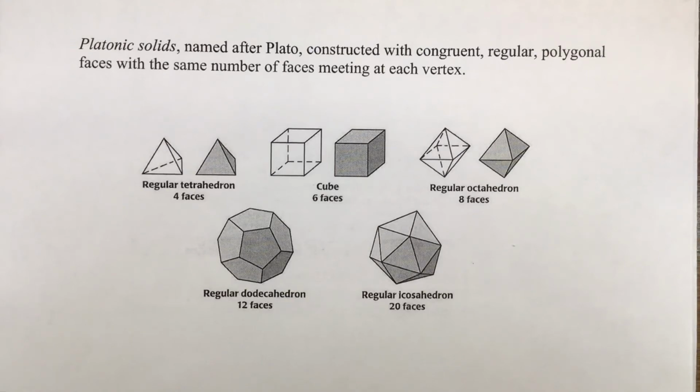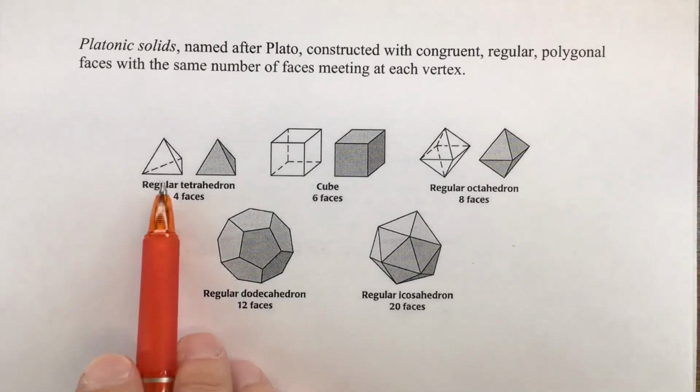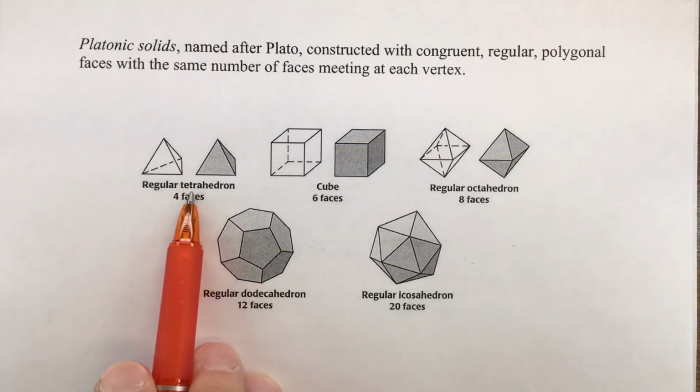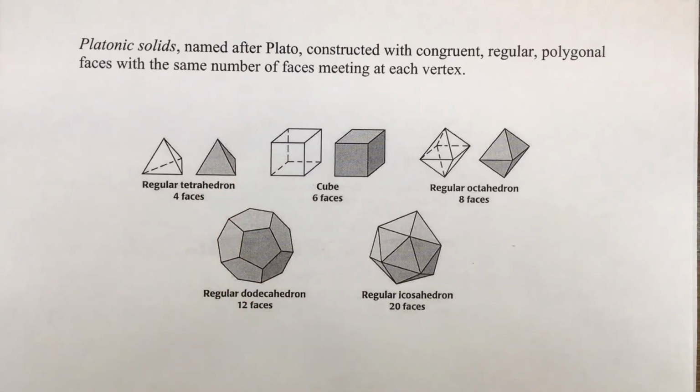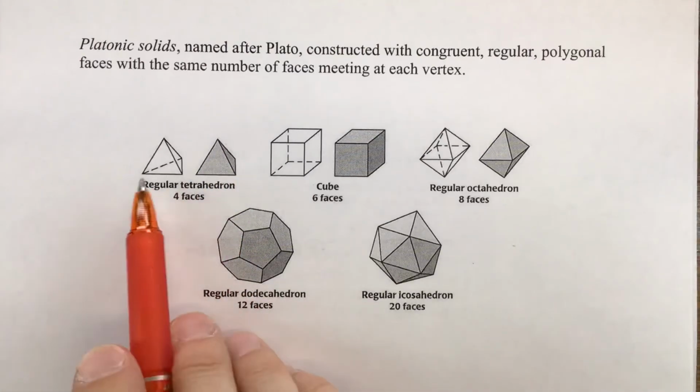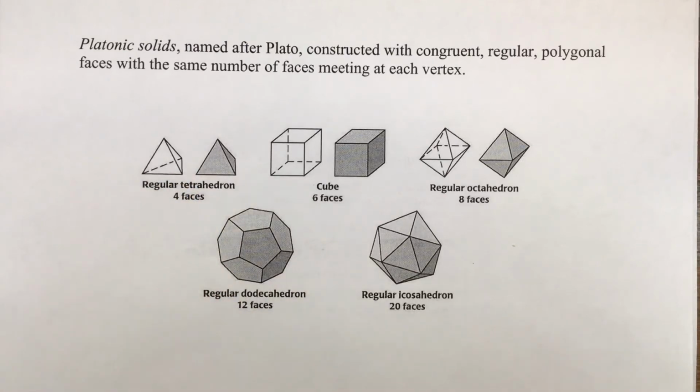All right, and last, just a little bit of fun information. Platonic solids, named after Plato, are constructed with congruent regular polygonal faces with the same number of faces meeting at each vertex. Here are 5 of them that we get to look at. The first is a regular tetrahedron. Tetra refers to the number 4. We have 4 congruent faces here, which are all going to be equilateral triangles. And at every vertex, we're going to have 3 of those faces meeting up.